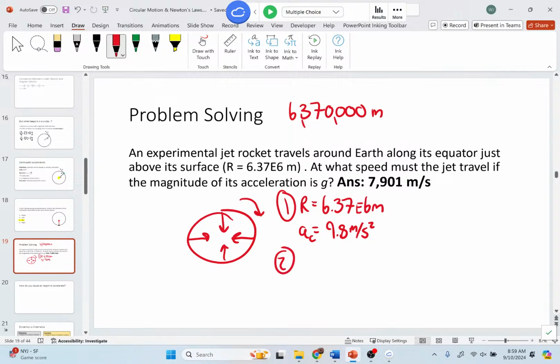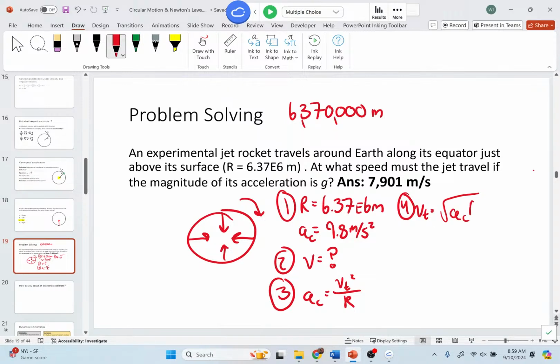All right, step 2, what are we solving for? We're solving for velocity. Step 3, what equation has these? a_c equals v_t squared divided by r. And step 4, it's just plug and chug: v_t equals the square root of a_c times r. Ta-da! Very straightforward, very simple, a classic given-missing problem.